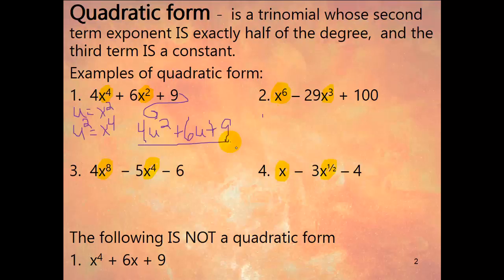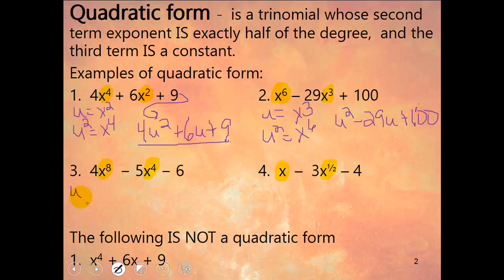So in this one, if I let u equal x cubed, then u squared equals x to the 6th, and I would get u squared minus 29u plus 100. All right, that would be a u substitution, or writing it in a quadratic expression. This, I would let u equal x to the 4th. That means u squared is equal to x to the 8th. So this would be 4u squared minus 5u minus 6, and so on.